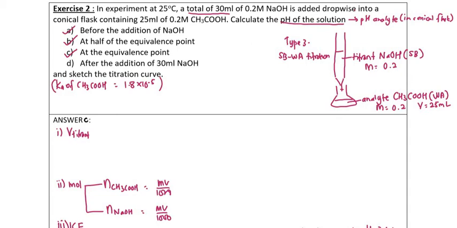Assalamualaikum dan selamat sejahtera. Kita continue untuk soalan 2C, which is calculate the pH of the solution at the equivalent point. As usual, step number 1, you have to calculate the volume of titrant added to achieve equivalent point. As we know, at equivalent point, the mole of acid is equal to the mole of the base. But this time, the acid you use is acetic acid.